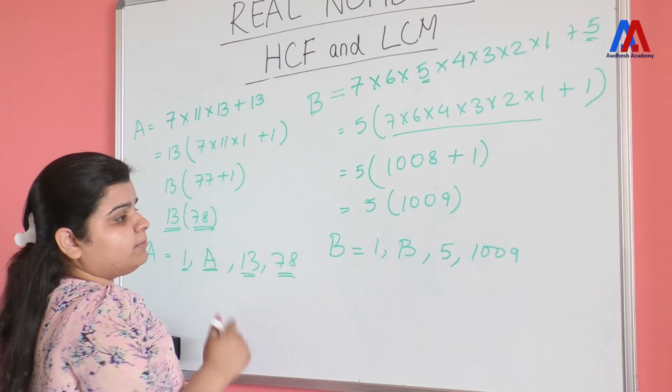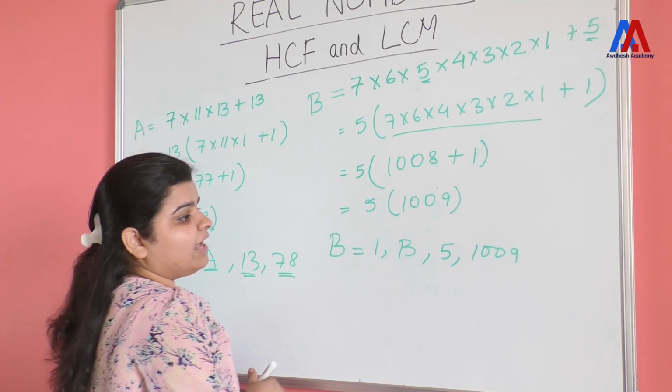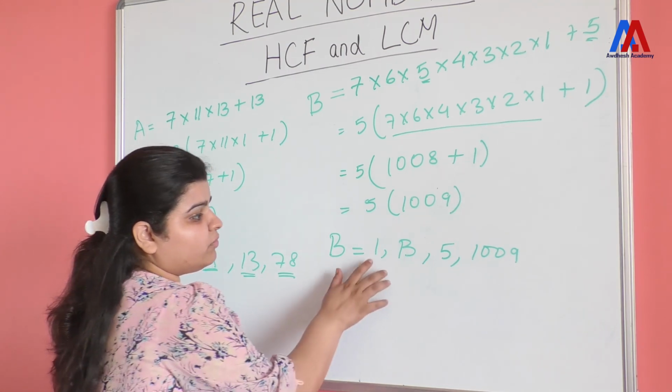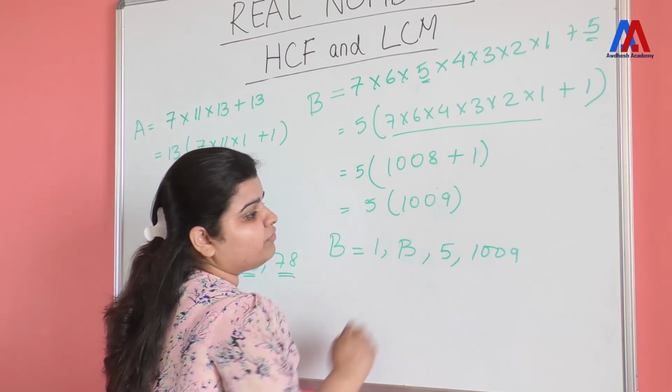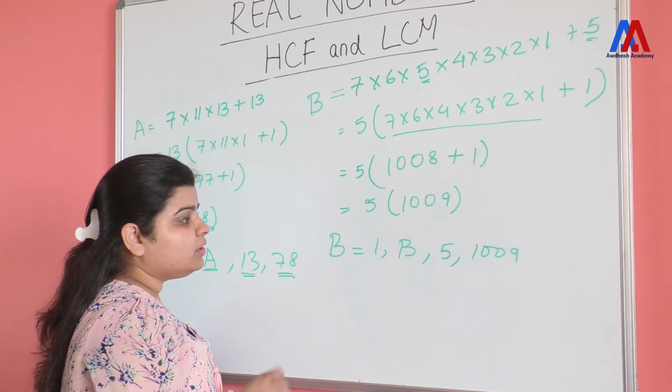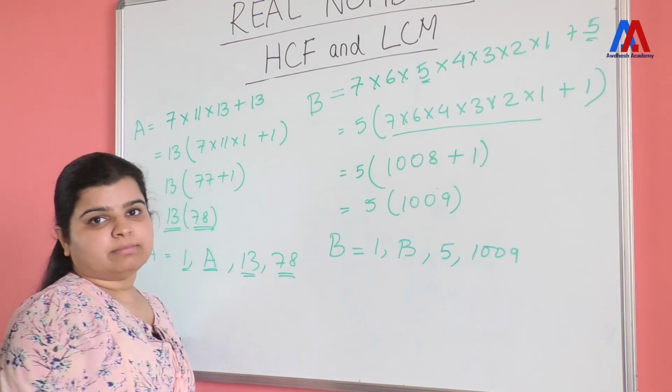Now for b to be a prime number, it should not have any other factors apart from 1 and itself. But we see that it has 2 more factors. Thus, we can conclude that b is a composite number.